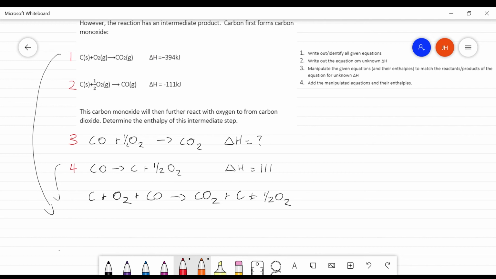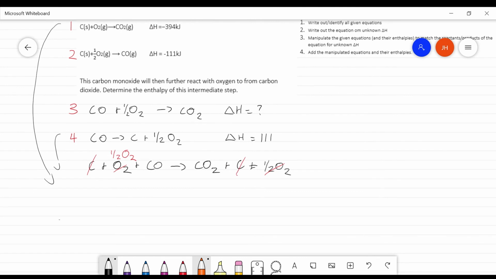From this point, we can go about cancelling out any molecules or elements that are on both sides. Note that there is oxygen on both sides, but not in the same ratio. So this 1 mole of oxygen will just become half a mole of oxygen. And then we're left with our carbon monoxide and our carbon dioxide. So the overall equation looks something like this: half a mole of O2 plus a mole of carbon monoxide, forming a mole of carbon dioxide.